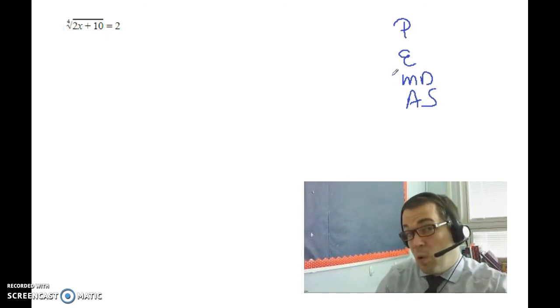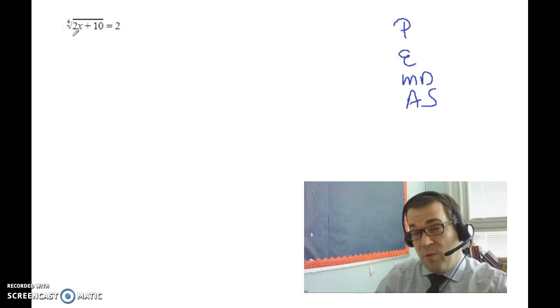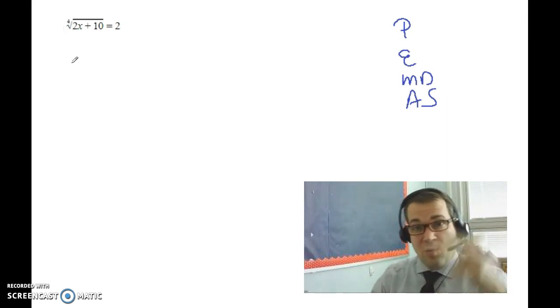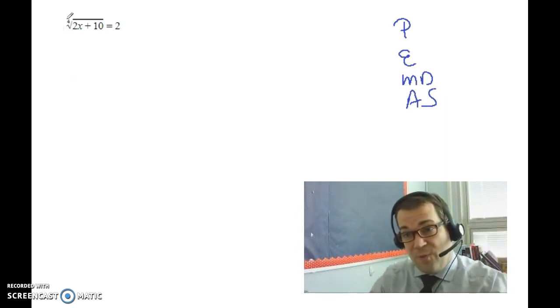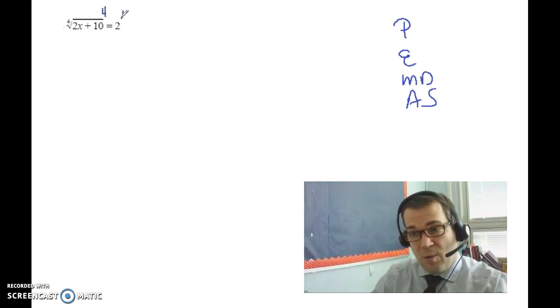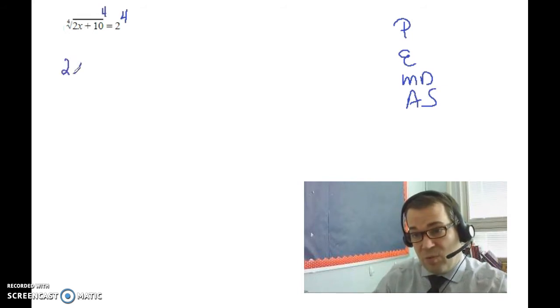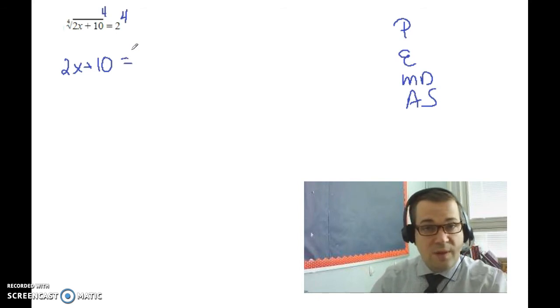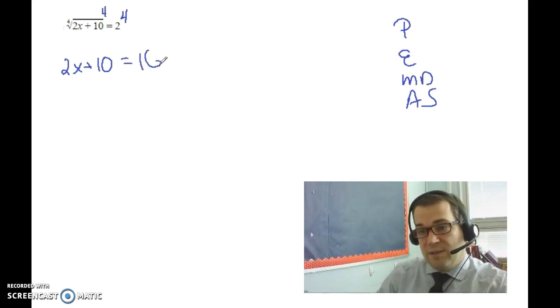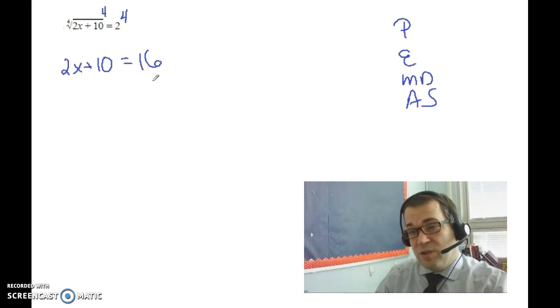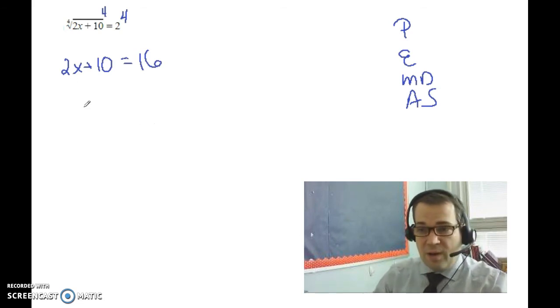They're two sides of the same coin, because the way I'm going to get rid of a root or a radical is by using the corresponding power. This is a fourth root, so I'll use the fourth power on both sides. On the left side, the fourth power and the fourth root cancel each other off, leaving just 2x plus 10. And on the right side, I'll do 2 times 2 times 2 times 2 to get 16. And now we have an equation that looks very familiar from Algebra 1, which we can solve.